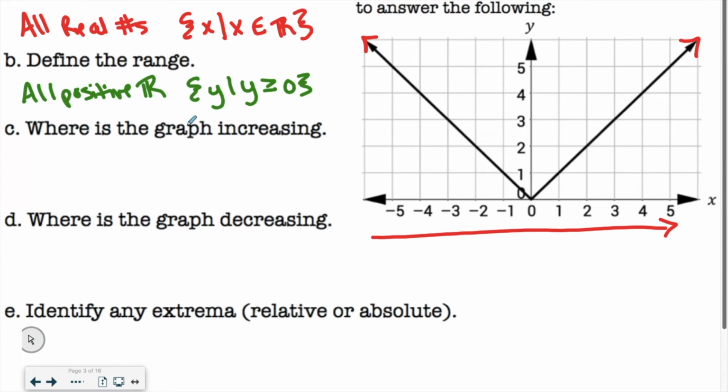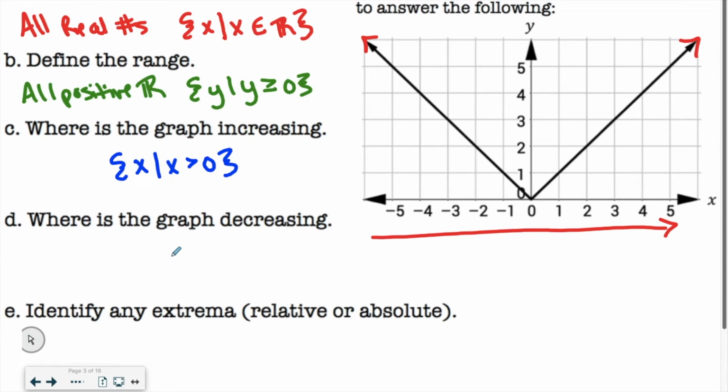And where is the graph increasing? So the graph is increasing from this point on. So we're going to start at 0. So we have a brace. And they're asking where it's increasing. We're talking about the x values. So x such that x is greater than 0, because any point from here on is increasing. And then you just put your brace.